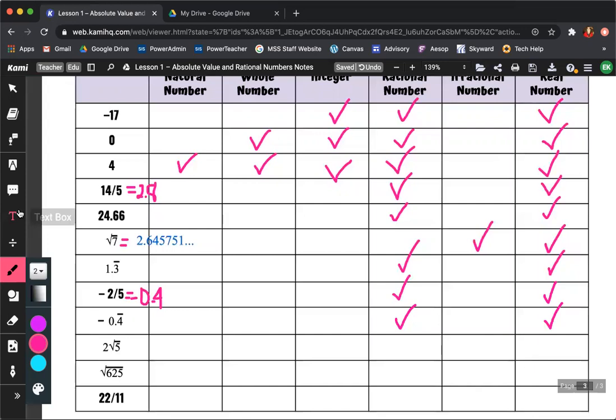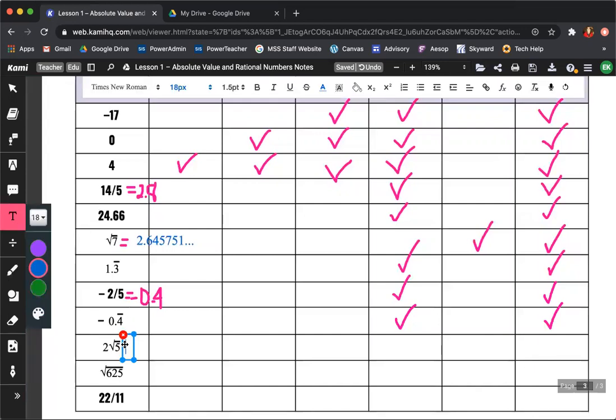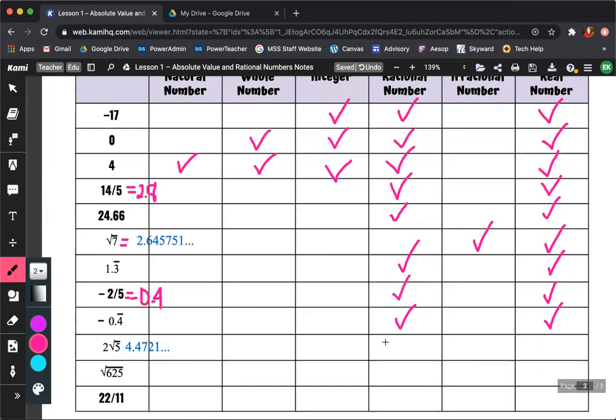2 rad 5, 2 times the square root of 5. I'm going to plug that into my calculator. I know a lot of times that when we have square roots, it's going to be irrational, but I'm going to double check. So I get 4.4721 and so on. So it's a decimal that goes on and on forever and does not repeat. Therefore, it is irrational and a real number.